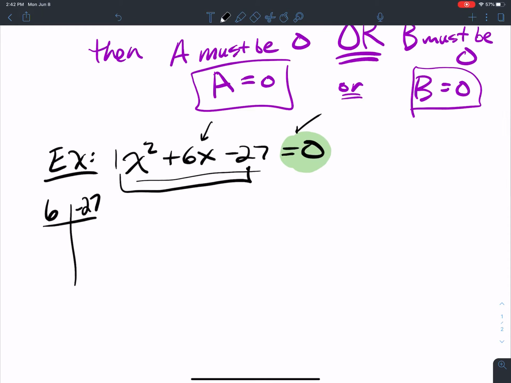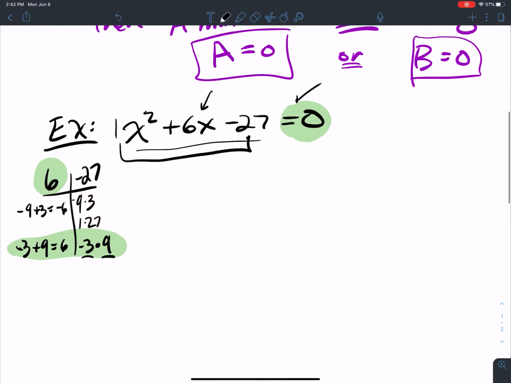So 27: 9 times 3, I guess that's it, huh? 1 and 27, right? Now, one of them needs to be positive, one of them needs to be negative. If 9 is negative, that's -9 plus 3, which is -6. But if I make 3 negative, then that's -3 plus 9, which gets me 6. And that is what I want, people. So my -3 and 9 are the factors. This is how I divvy up the 6x. I make this turn into -3x plus 9x, right? So that's how I divvy that up.